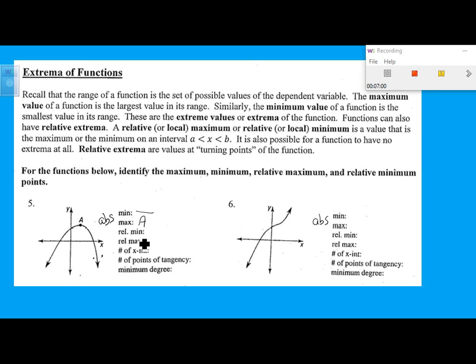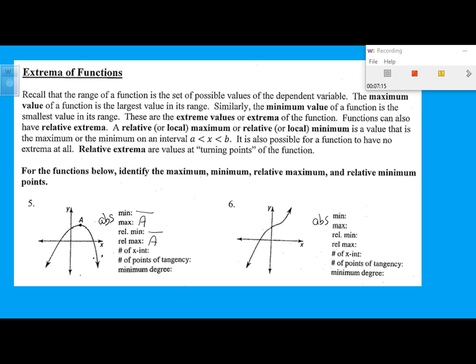Now, it doesn't have a relative minimum because there's no curvatures in the minimum. I'll show you one of those here in just a second. But it does also have a relative maximum, which is also point A. Now, be careful there. Absolute means it is the highest point on the graph or the lowest, but if it's an absolute, it's also a relative. So it gets two names.